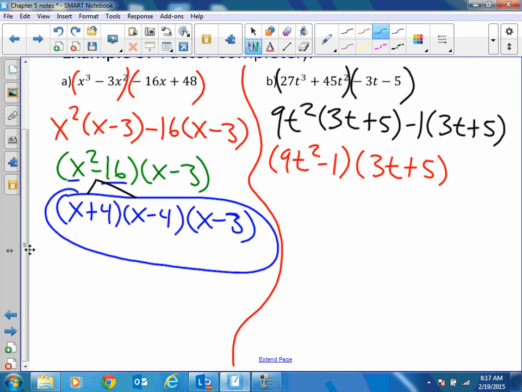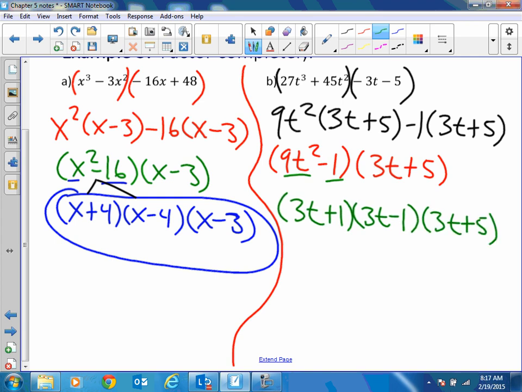Okay, then if you notice again, and I know this one's hard to recognize, 9t squared is a perfect square. 1 is a perfect square. So you can do the difference of two squares. Square root of 9t squared is 3t. Square root of 1 is 1. So 3t plus 1, 3t minus 1, and 3t plus 5. 9t squared minus 1 breaks into two parts. Okay? So you always have to recognize those differences of two squares. That would be your answer right there.